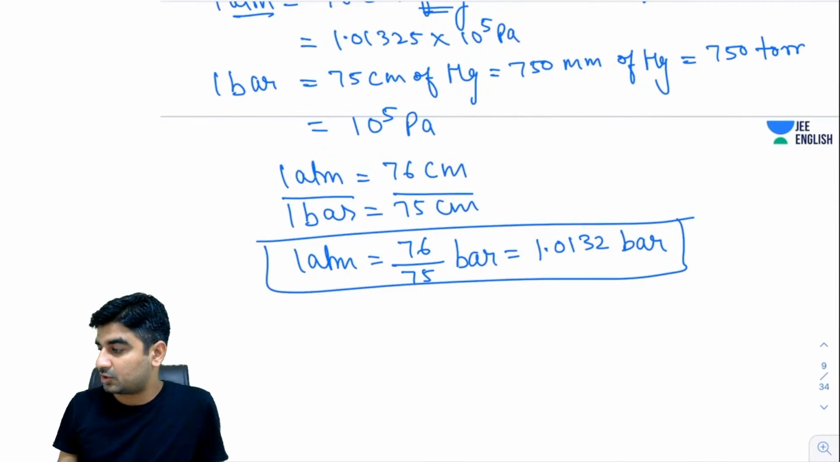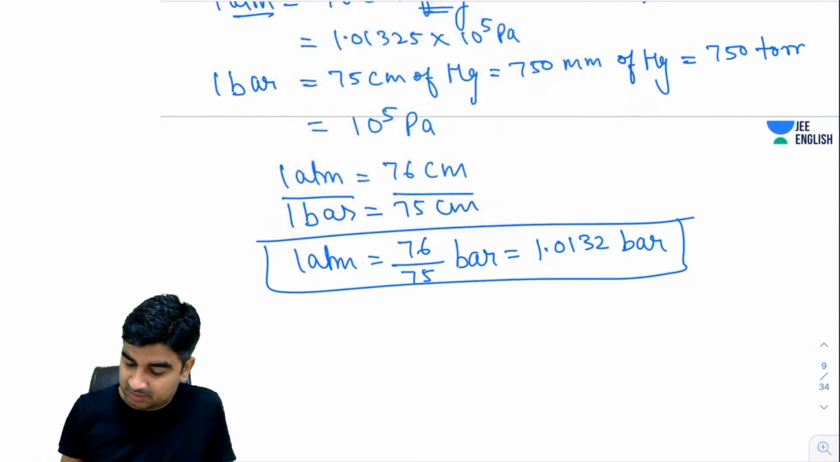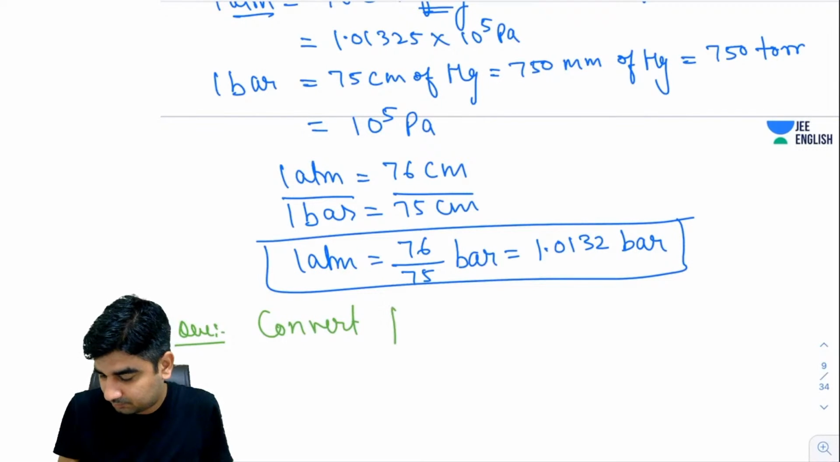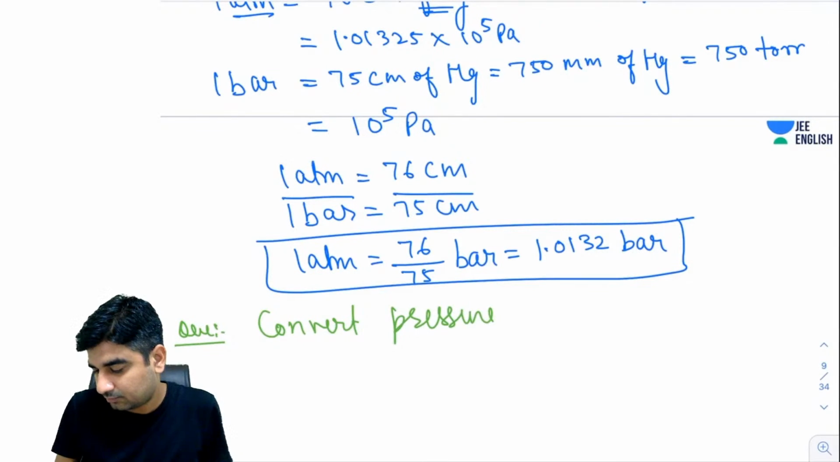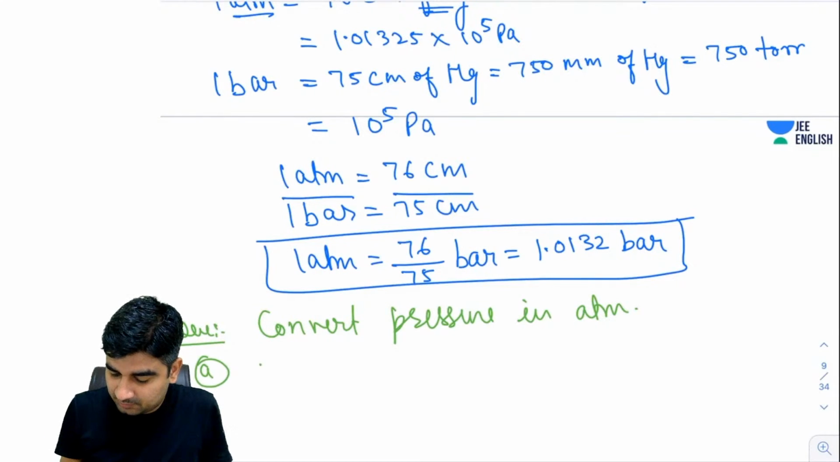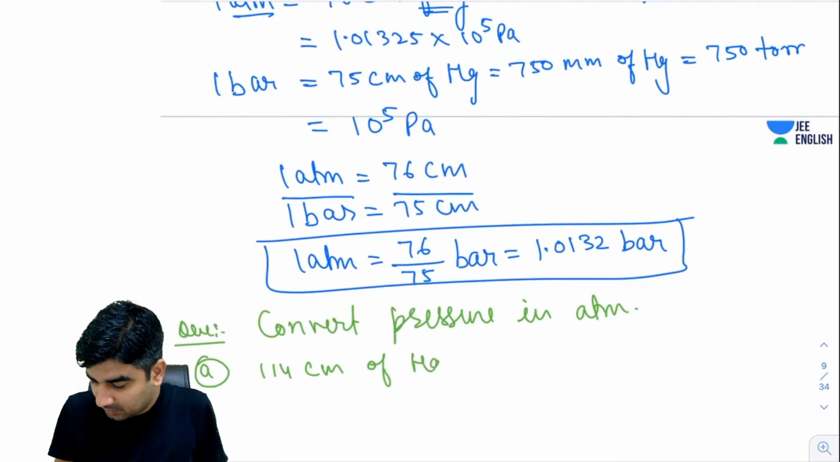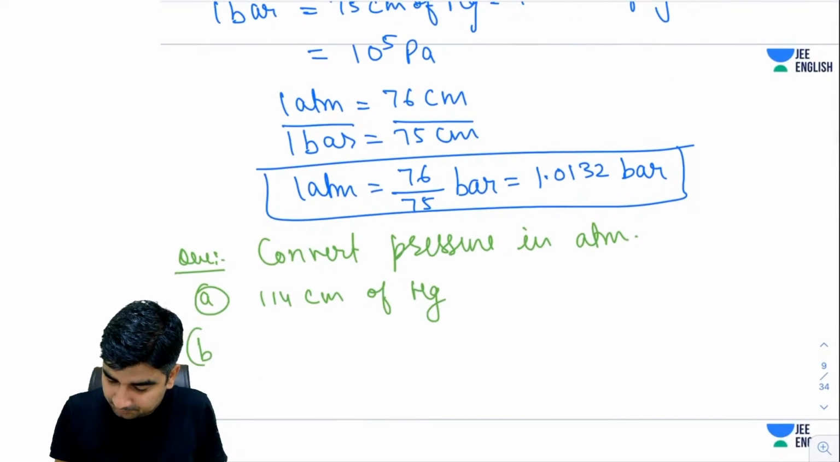Now I told you all these units. You must know the conversions. So let's do some elementary problems. Convert pressure in atm. First one is, convert then in atm.